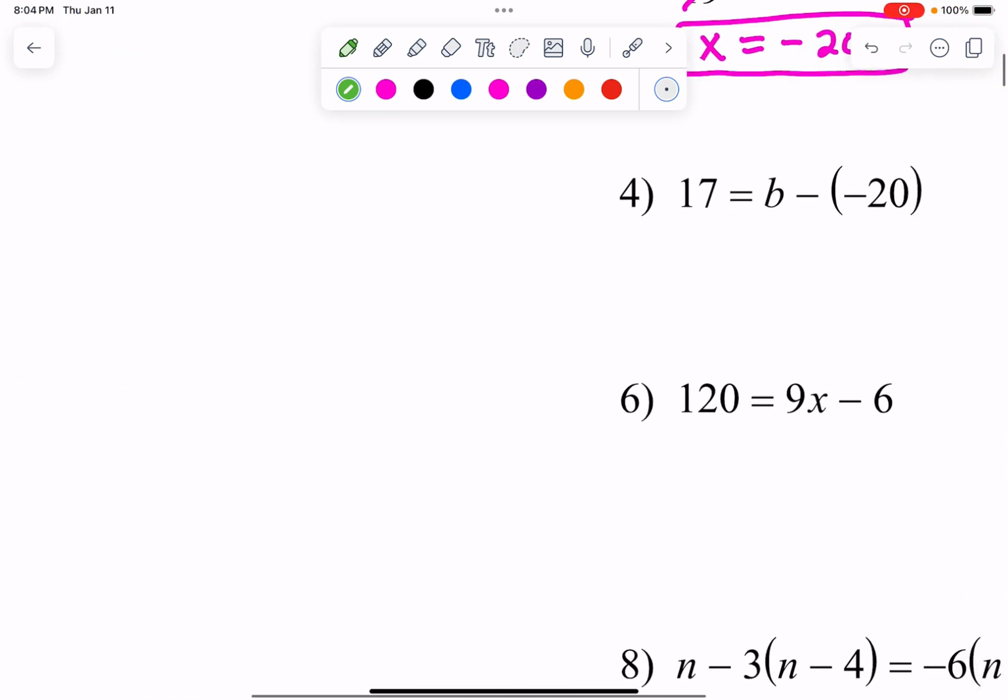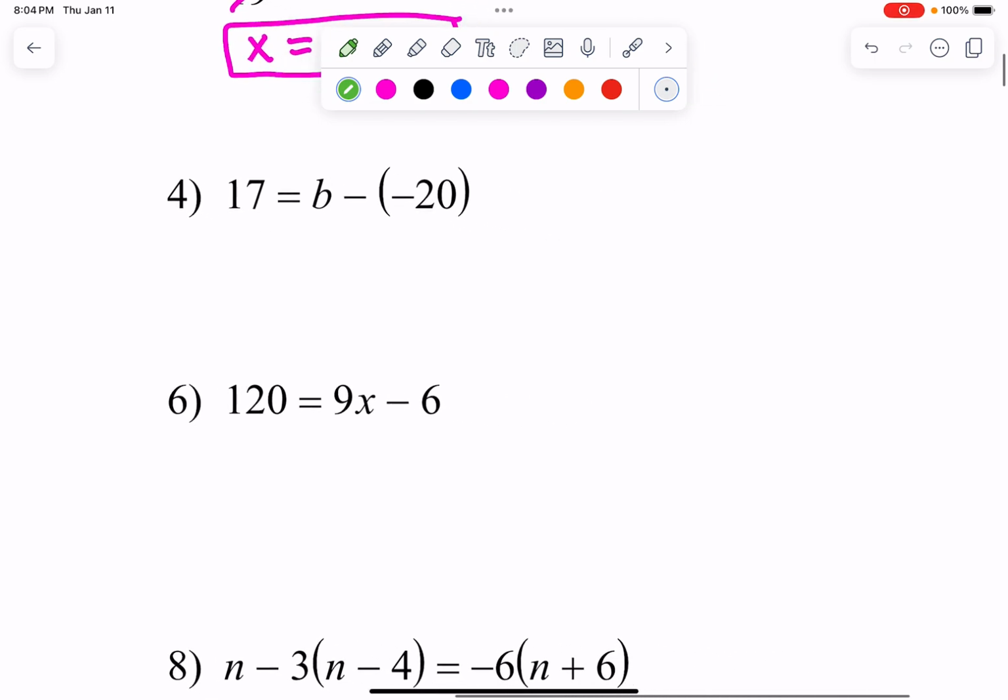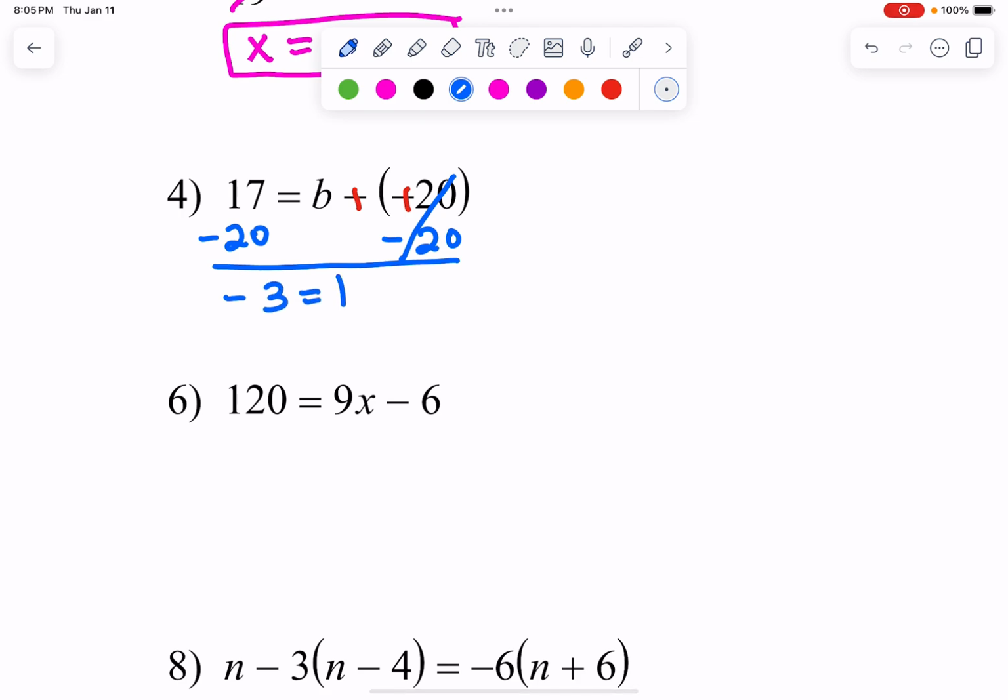For question number 4, we have a little pre-step. 17 is equal to b minus a negative 20. Anytime we've got our minus here, we always want to change it to plus first. Now my equation reads that 17 is equal to b plus 20. So if I want to move my 20 to the other side, the opposite of adding 20 is to subtract 20. 17 minus 20 is going to leave me with a negative 3 is equal to my b.